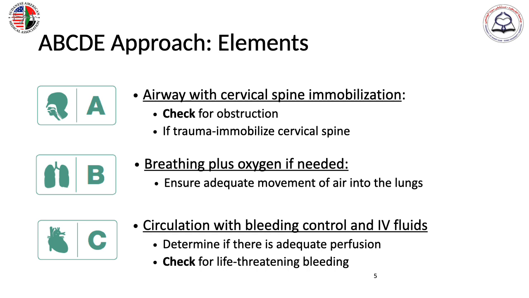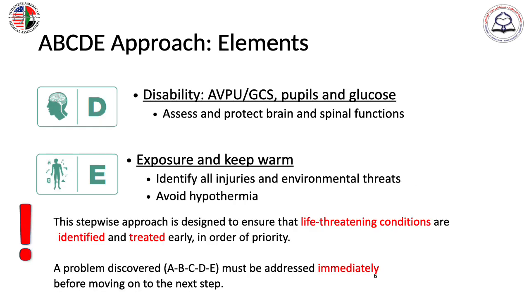Breathing, plus oxygenation if needed. After you make sure the airway is open, make sure air is moving in and out of the lung and is producing effective ventilation. Then you move to the C, which is the circulation, and make sure there is adequate perfusion, the patient is not in shock, and at the same time, if there is bleeding, you have to control that.